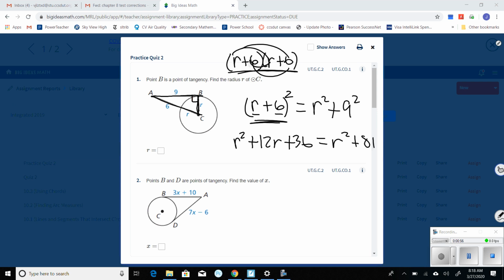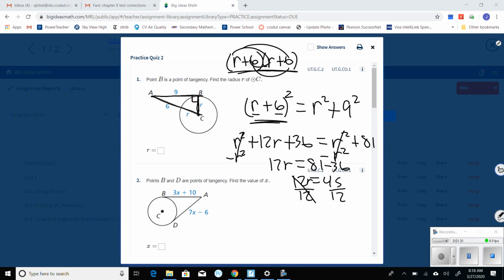Okay, finish solving this, so you can subtract r squared from both sides. Now we can subtract the 36 over, so you get 12r is equal to 81 minus 36. Subtract those two. Let's see, 81 minus 36 is 45. So 12r equals 45. Divide both sides by 12. Okay, and that's going to be your radius right there.